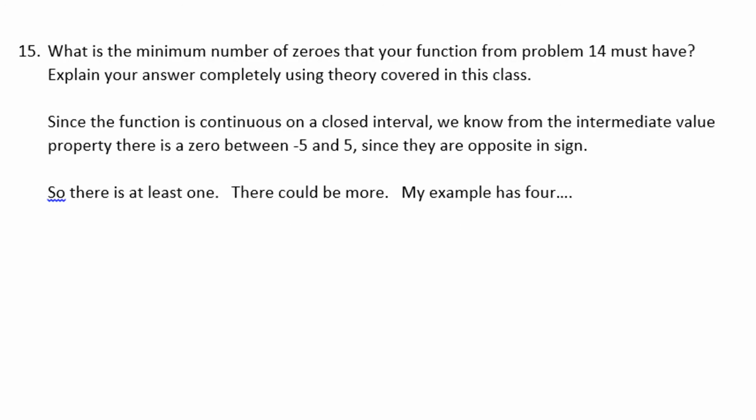Okay, and here again, 15, what's the minimum number of zeros that your function must have? So since the function is continuous on a closed interval, we know from the intermediate value property that there is a zero between -5 and 5 because they are opposite in sign. So there's at least one. There could be more. My example had 4.